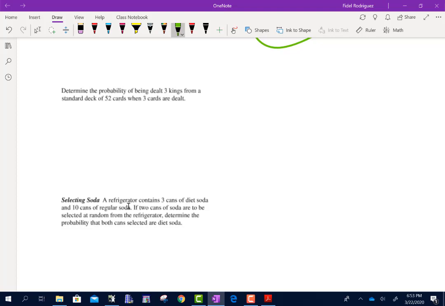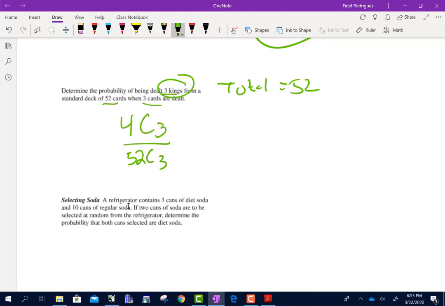Okay, so determine the probability of being dealt 3 kings from a standard deck of 52 cards when 3 cards are dealt. Okay, so again, we're dealing with a deck of cards. We notice we have a total of 52. My denominator is going to be 52 choose 3. So now we want to pick 3 kings. Well, how many kings are there? There's only 4 of them. Okay.